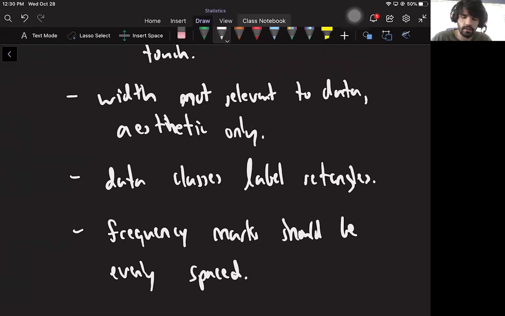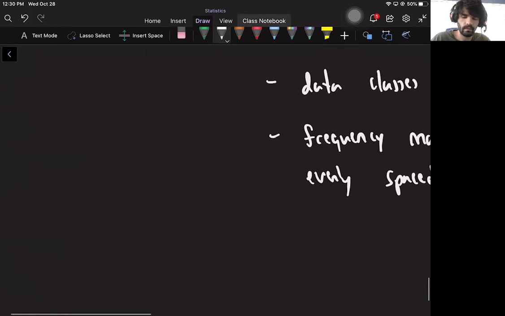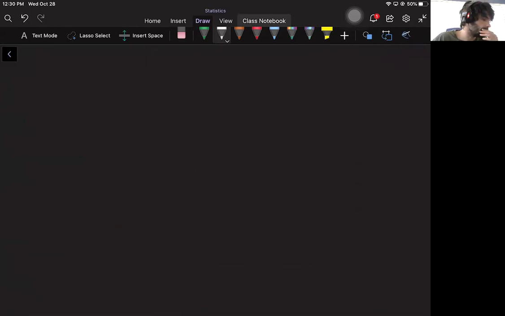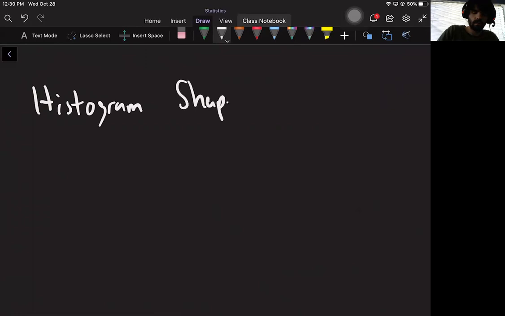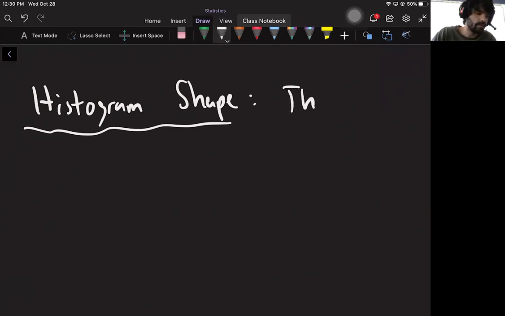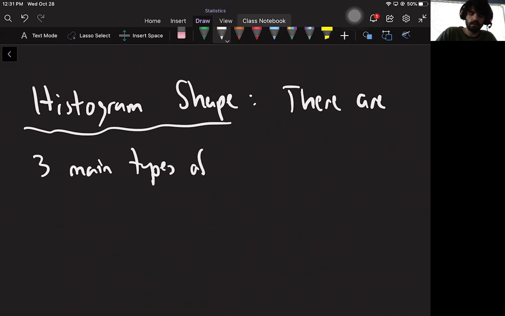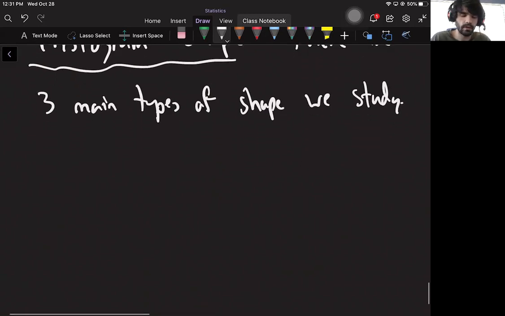So you'll get some more practice in the lecture problems drawing these things. What I want to talk about now is analyzing histogram shape more. The shape of the histogram can tell us a lot. We're mostly going to look at three main types. There are other types, but these are the three main types of shape that we study, and they're not the only types in the whole world.